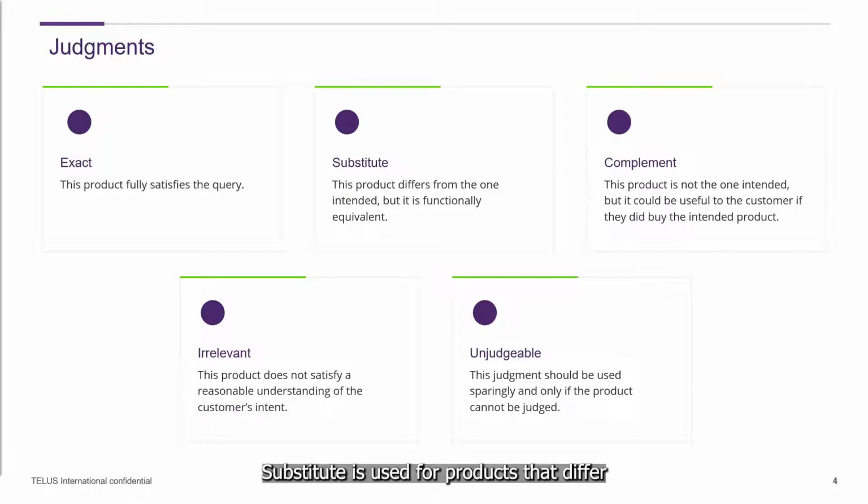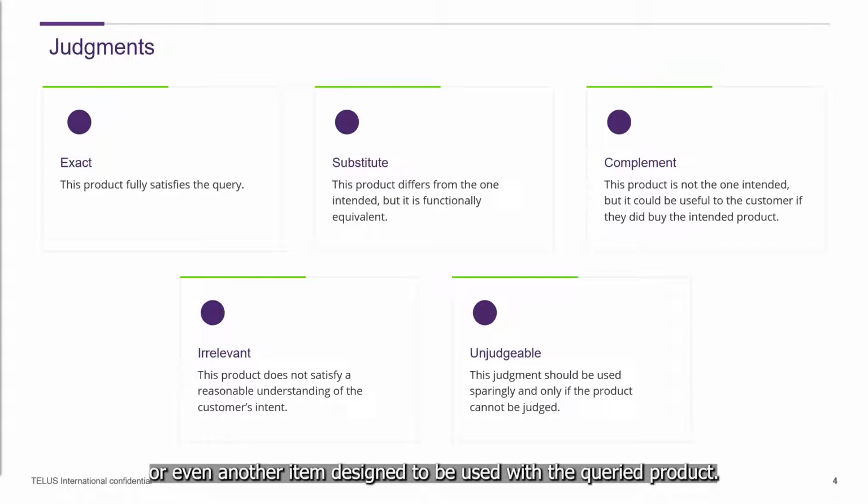Substitute is used for products that differ from the one intended but are functionally equivalent. It's usually the same type of product, but may differ by brand, model, color, title, or some other detail. Complement is used for products that are not the one intended, but could be useful to the customer if they did buy the intended product. A product can be considered a complement when it shares a relationship with the desired product. This could be an accessory, a component, replacement part, or even another item designed to be used with the queried product.